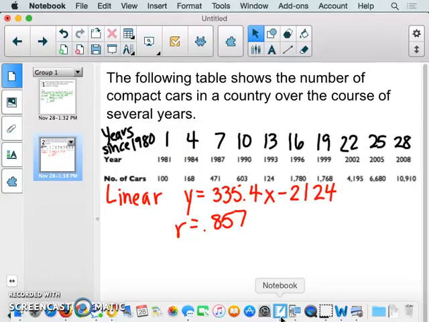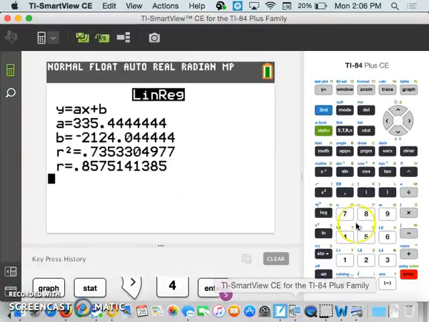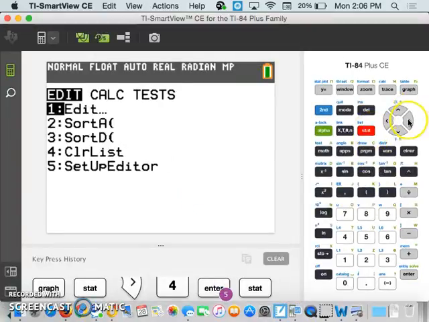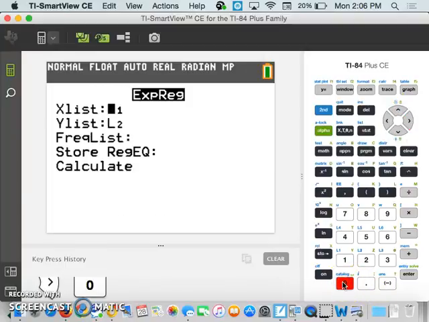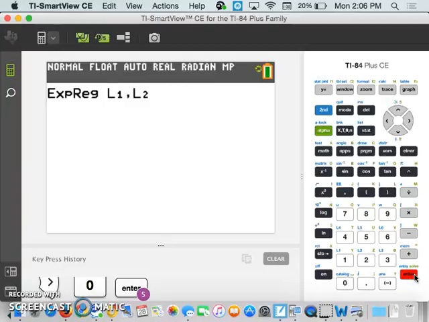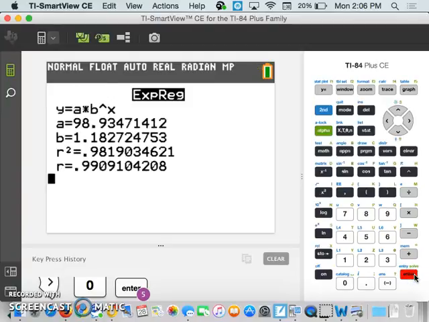Okay, so I have all that data recorded, so then I'm going to come back and run exponential regression, which remember is just option 0. And when I run exponential regression, I get an R value of 0.99. That's the first thing I went to. It is a definite exponential relationship.